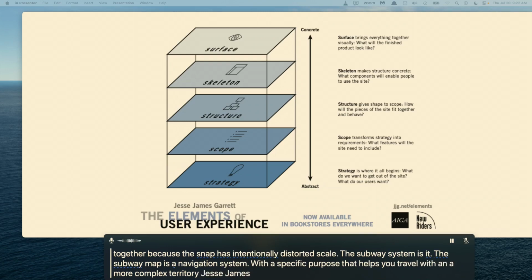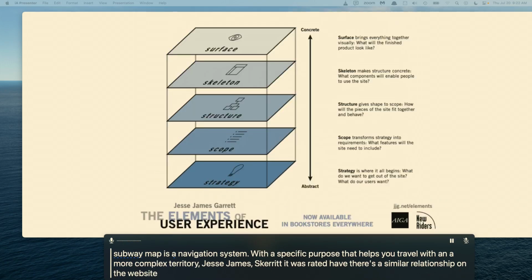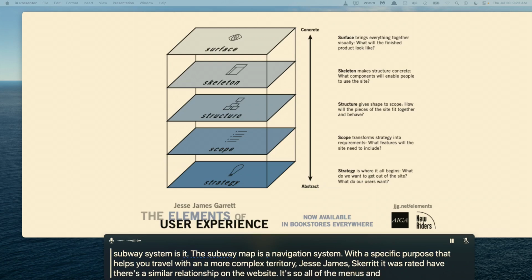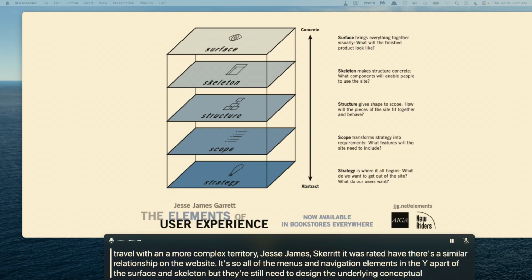Jesse James Garrett illustrated how there's a similar relationship on a website. So all of the menus and navigation elements in the UI are part of the surface and skeleton, but there's still a need to design the underlying conceptual structure.